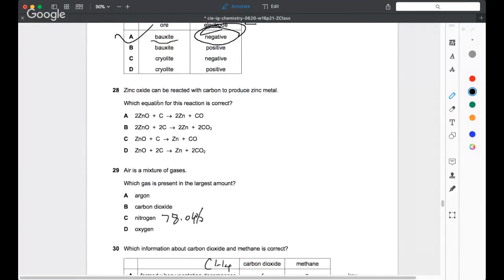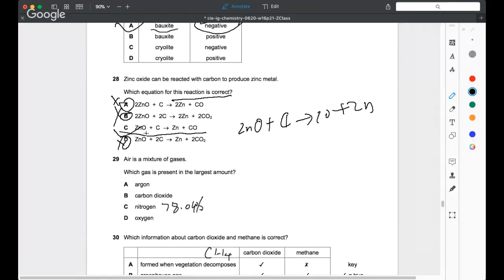Number 28. Which reaction is correct? That would be C. In this reaction, zinc oxide reacts with carbon, and carbon reduces zinc oxide to give you carbon dioxide and zinc. B and D cannot produce carbon dioxide, so they are wrong. A is not correctly balanced, so C is the right answer.